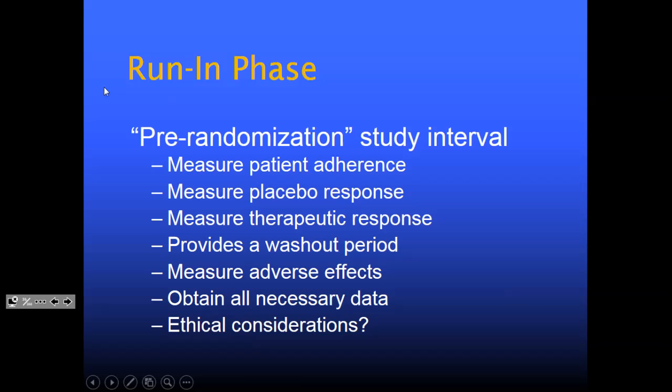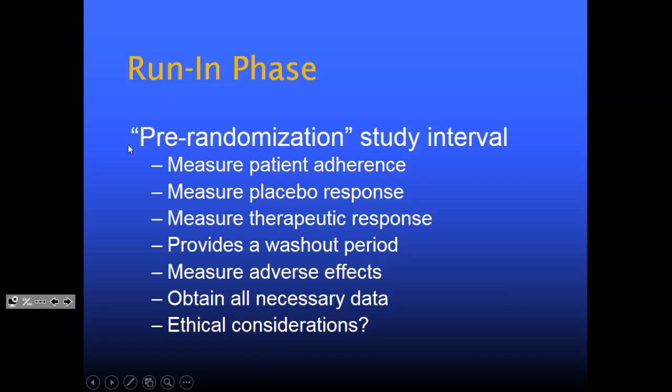Oftentimes, you'll read in a study about a run-in phase. Run-in phase is just synonymous with pre-randomization. Before patients are randomized, they'll run them into the study. We have 100 patients. We're going to randomize you to active and control group. But first, let's get you in the study.